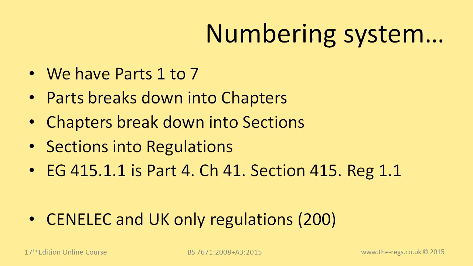So for example, within part 4, if you look still on your table of contents, you can see part 4, protection for safety, breaks down into 4 individual chapters. So anything relating to chapter 41 would start with regulation 441. So that would be part 4, chapter 41. Then after that, each chapter breaks down into individual sections. You have a number of sections. Sometimes a chapter may just have one section, sometimes it may have half a dozen or more sections within it. And then each individual section will break down into regulations.